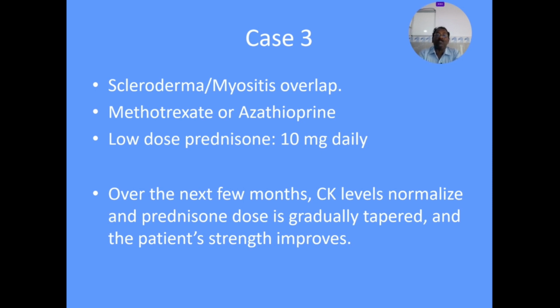So over the next few months, what happened, Vasavi? CK levels normalized. Prednisolone doses were gradually tapered from 10 milligrams to 5 milligrams, maybe 2.5 milligrams also. And the patient's strength improves, so able to get up from the sitting position. So the proximal myopathy has gone.